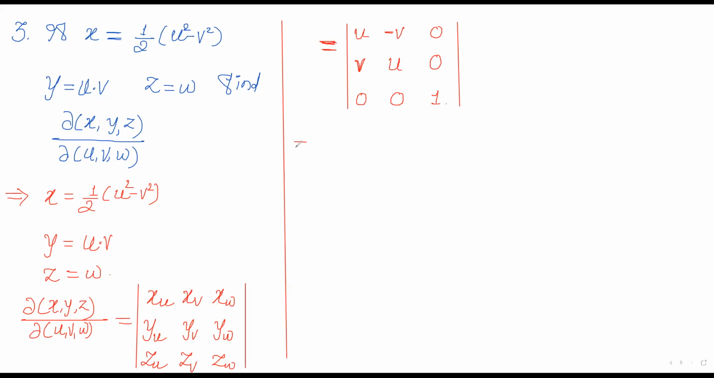Now we are taking the determinant. We are solving this determinant. U into u minus 0, minus minus becomes plus v into v minus 0, and the last term is simply 0. So u into u is u square plus v into v is v square. This is the Jacobian of x, y, z with respect to u, v, w.